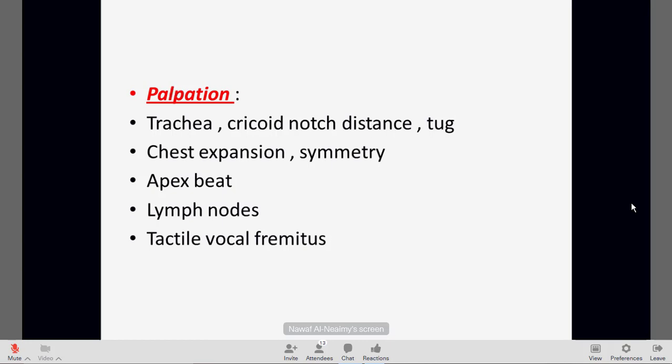And you feel it on your fingers. This is called tracheal tug. Again, a finding found in case of hyperinflation of the lungs.